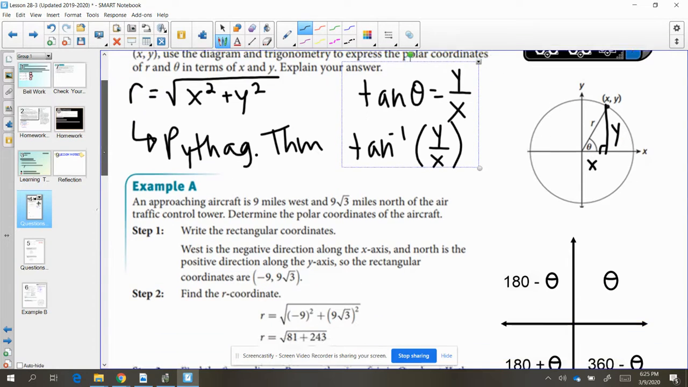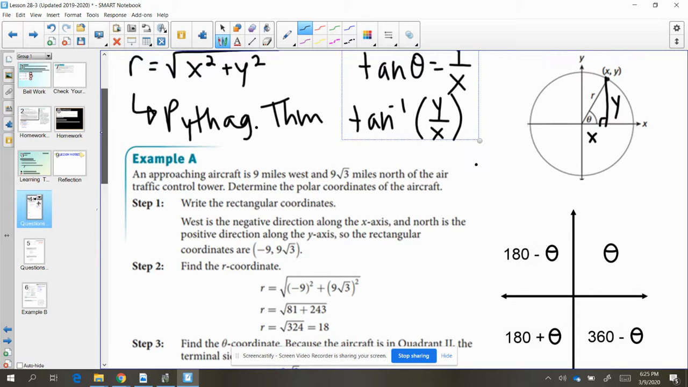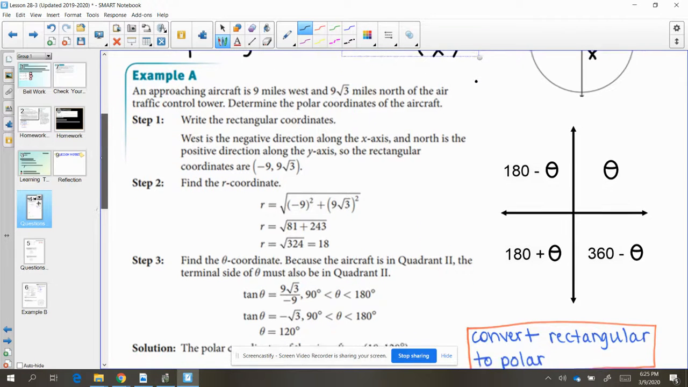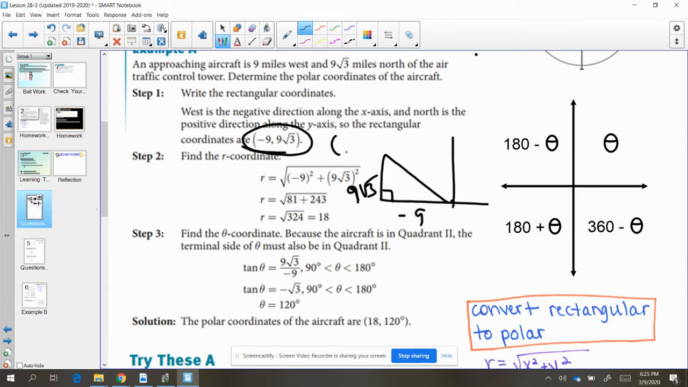So again, an important reminder here that your calculator is going to restrict your answers for theta to be between negative 90 and 90 degrees, quadrants 1 and what I like to call negative 1. So you always need to make sure you are aware of what quadrant your answer should be coming from so you can adjust it if needed. A good example of that is example A that they provide in the book. If we are given x comma y as negative 9, square root 3, we have a quadrant 2 value.